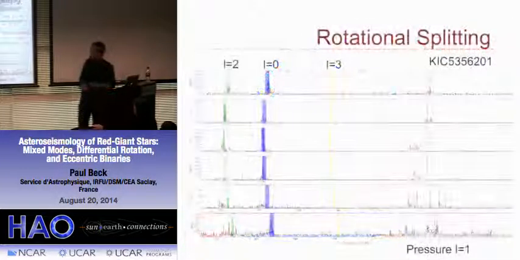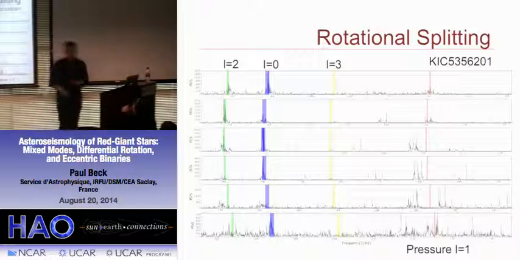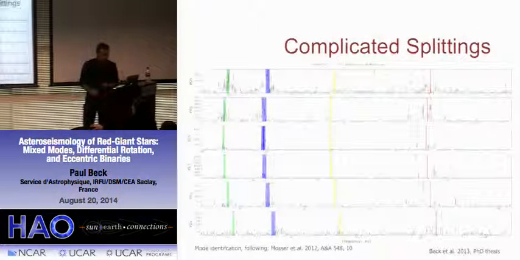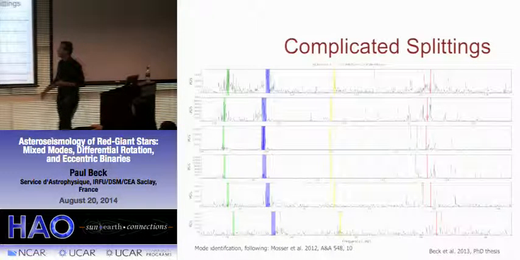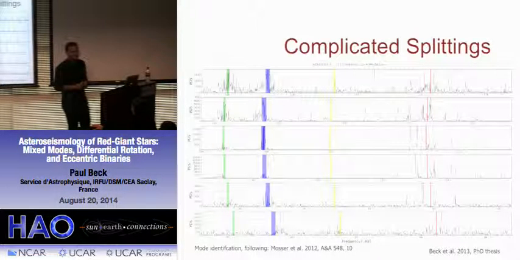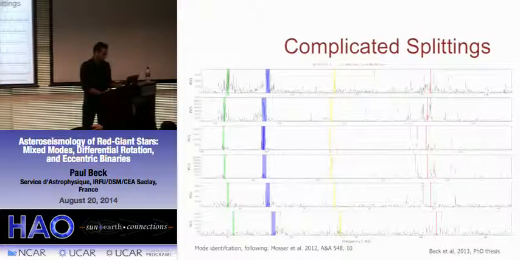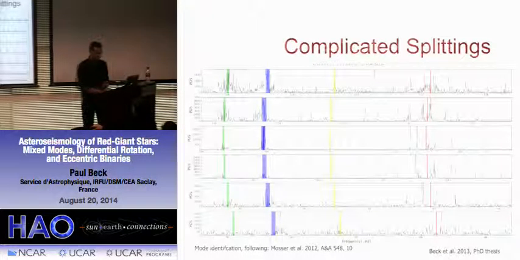I can show you, this is a nice diagram where you see, again, rotation splitting as a triplet here. And if you go high up on the RGB, it looks like this. But actually, the rotation splitting is not this, but this. So it becomes very difficult to interpret and probably needs automatization. So this is basically the first results from Kepler. In the meantime, the field has evolved very quickly.